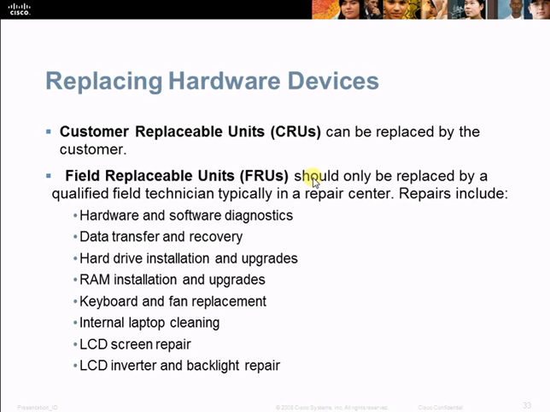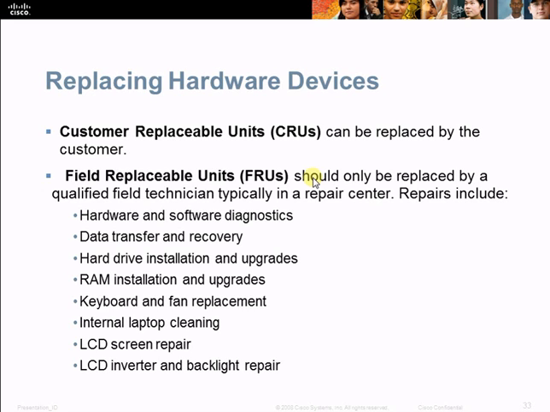Sometimes replacing components on a laptop can be done one of two ways. We have what are called customer replaceable units, CRUs, and then we have field replaceable units, which can only be replaced by a qualified technician in a repair center. These types of repairs include hardware and software diagnostics, data transfer and recovery, hard drive installation and upgrades, RAM installation and upgrades, keyboard and fan replacement, internal laptop cleaning, LCD screen repair, and LCD inverter or backlight repair.